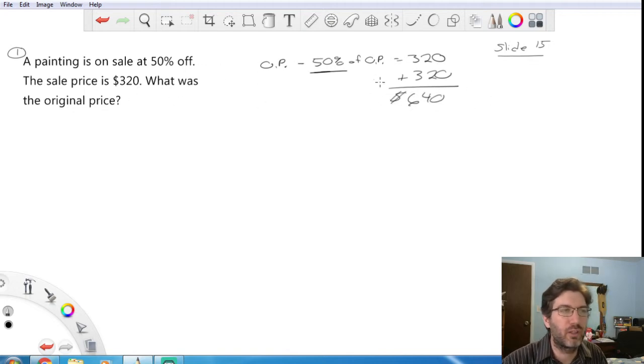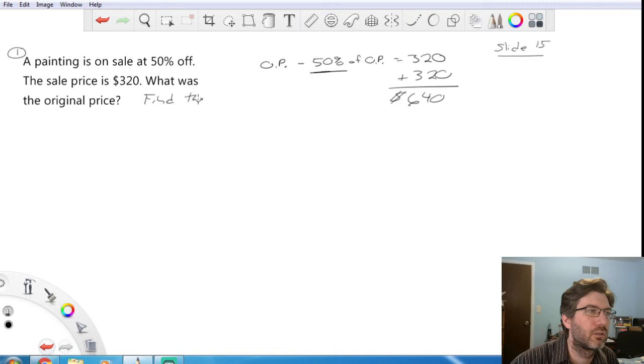So that would be for number one. I just wanted you to see that for reasoning purposes. The problems you're going to get are going to be slightly different from that. Are we finding the part? For here, we're finding the whole. This would be a find the whole type thing. Right? You have 50 over 100 equals, your part would be your 320, and you want to know what the total was.